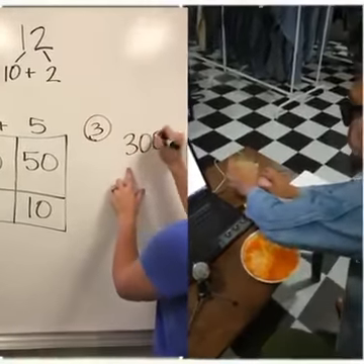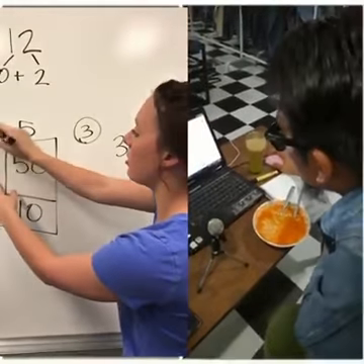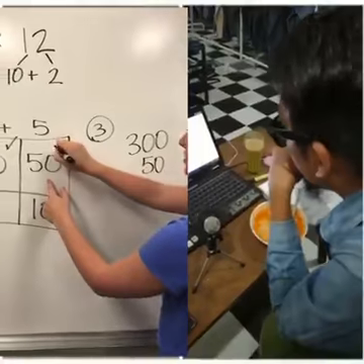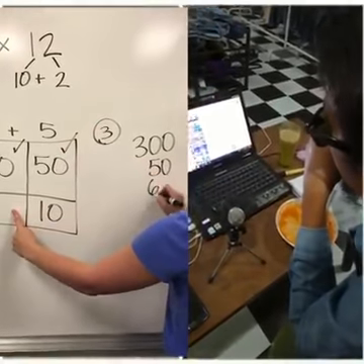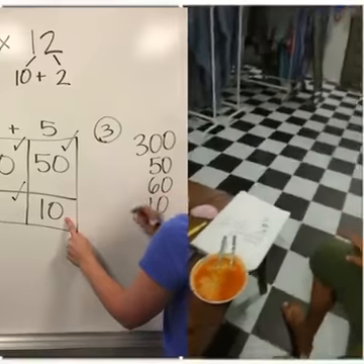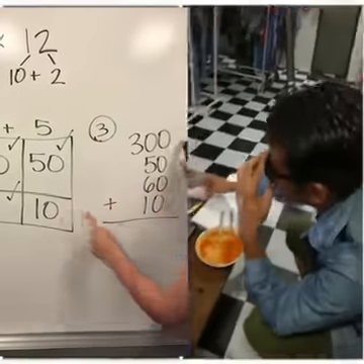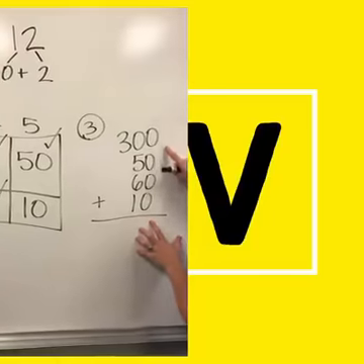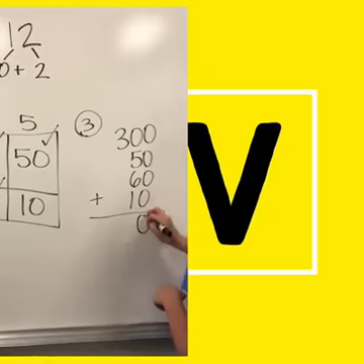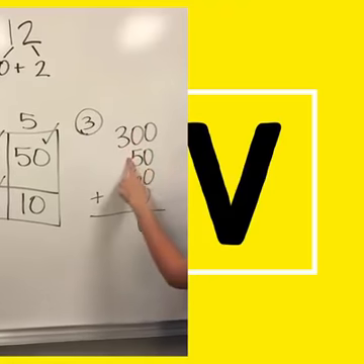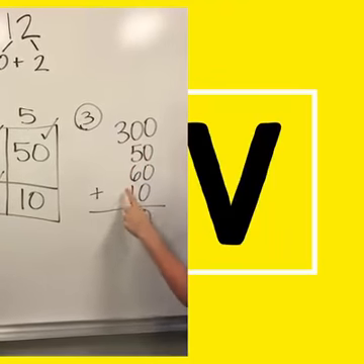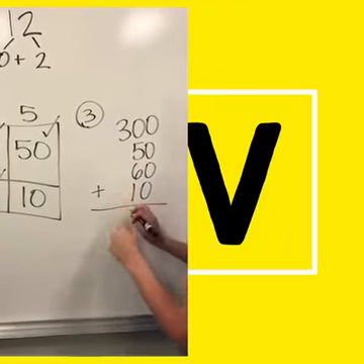300, and I like to check them off as I go. 50, 60, and 10. Make sure you line up your places too. 0 plus 0 plus 0 plus 0, those are zeros all the way down, so 0. 0 plus 5 is 5. 5 plus 6 is 11. 11 plus 1 more is 12.